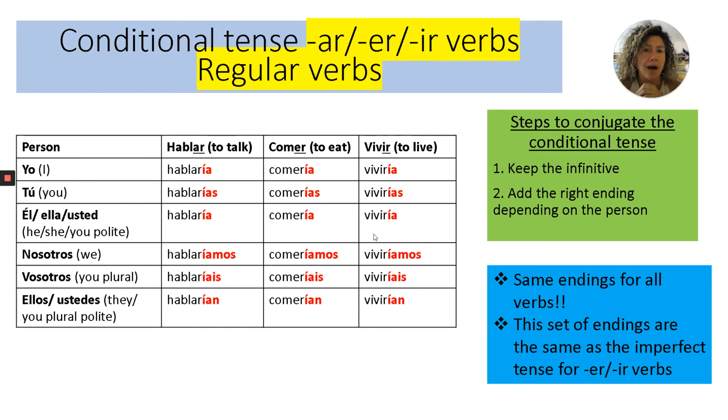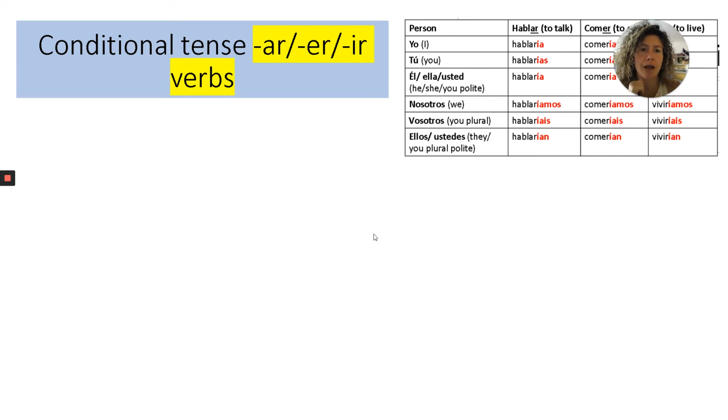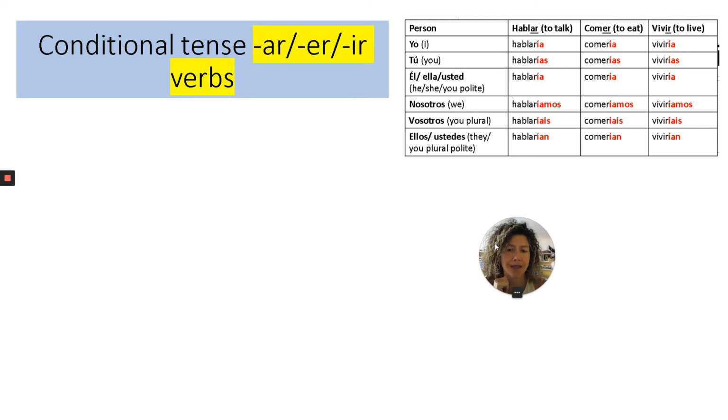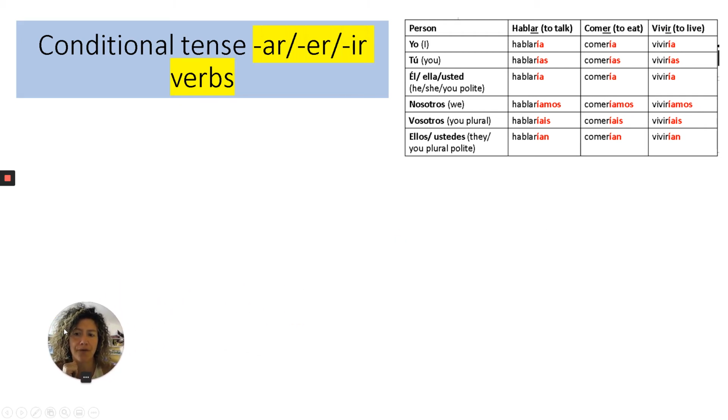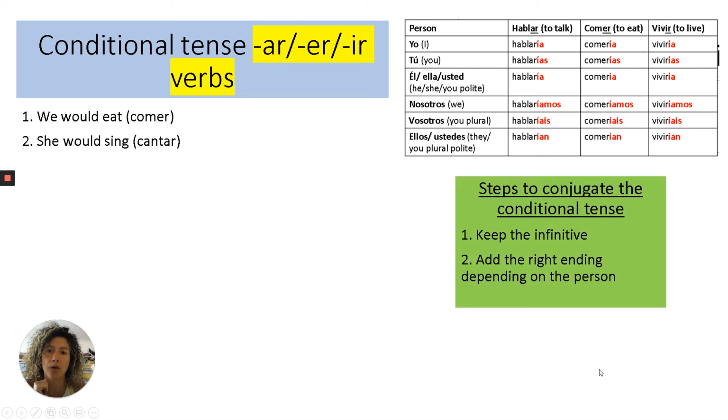So, are we ready to do some practice? I need you to get your red book, grab a pen, and be ready. The first thing I've done is put your grid in front of you, because I think it's good that you have your reference. You've got AR verbs, ER verbs, IR verbs, and also a little reminder of the steps of how to conjugate the conditional tense.